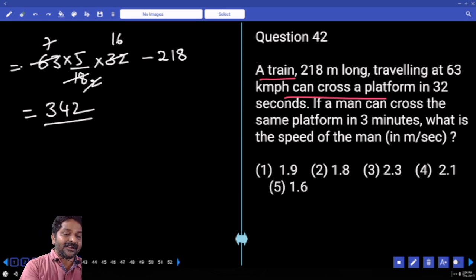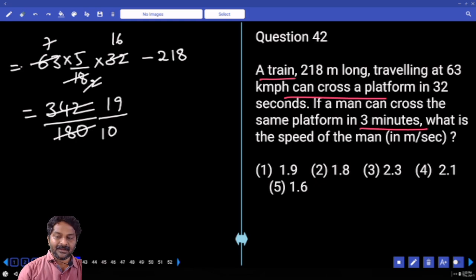Now this is covered by the man in how much time, they said? 3 minutes. So this is in meters, right? Then time should be in seconds. 3 minutes in seconds? 180 seconds, correct? 342 by 180, 19 by 10, 1.9 final.